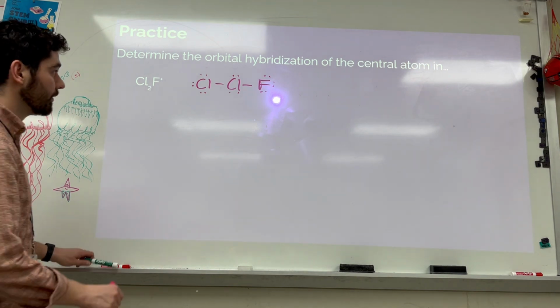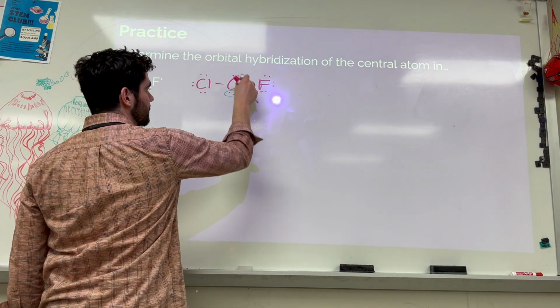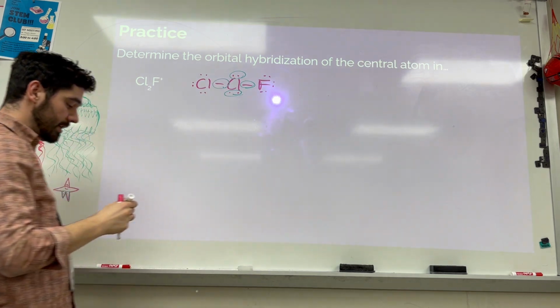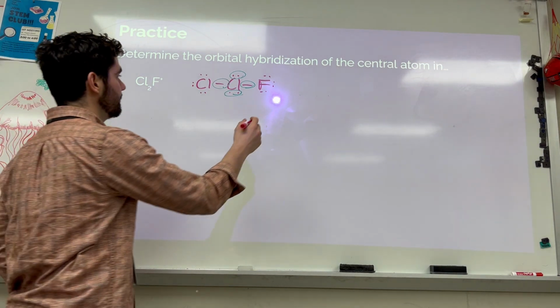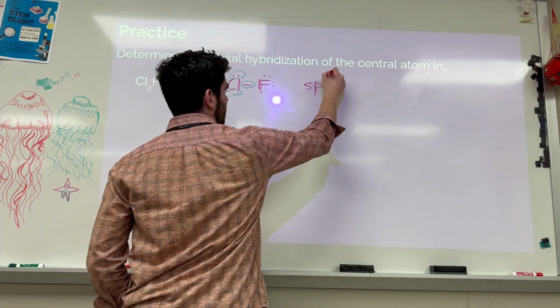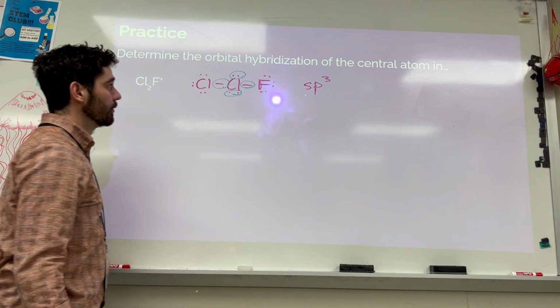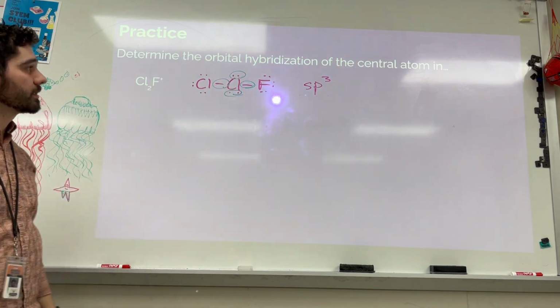If we're looking at our electron groups, 1, 2, 3, 4 groups, tetrahedral. Tetrahedral is 4 electron groups, so I need sp3 orbitals to make this work. 1 s and 3 p's gives me 4 orbitals, so these orbitals are sp3.